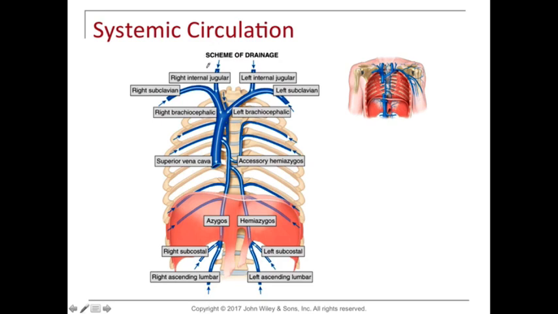Here up on top, you can see the internal jugular, left and right. Subclavian vein, right and left. Brachiocephalic vein, right and left. Now, draining here in the ribs, let's look here. You have hemiazygous, azygous. They're both going to lead into the superior vena cava.